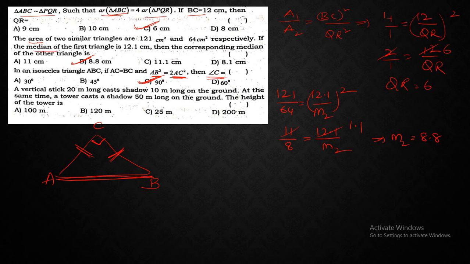Next, a vertical stick 20 meters high casts a shadow of 10 meters long. At the same time, there is a 50 meter shadow falling on the ground. Then the height of the tower is, he is asking you to find the height of the tower. Taking the corresponding values, 20 by 10 is equal to h by 50. The 0s get cancelled, and on cross multiplication, h is equal to 100 meters. So the answer is 100 meters.